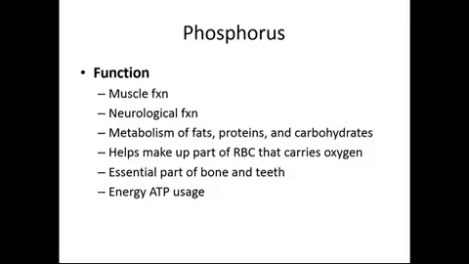Phosphorus is important for muscle function, neurological function, metabolism of fats, proteins, and carbohydrates. What is ATP? It is made up of phosphorus, right? Of a phosphate, adenosine triphosphate. It also makes up a part of the red blood cell that carries oxygen and is an essential part of bone and teeth. If you've ever heard of something called 2,3-DPG, I know there was one point maybe back in fundamentals, that's a part of the red blood cell that carries oxygen, and it's made up of phosphorus.